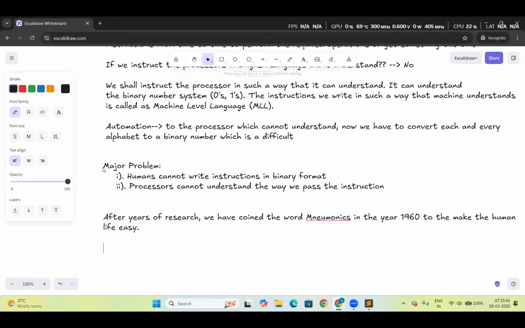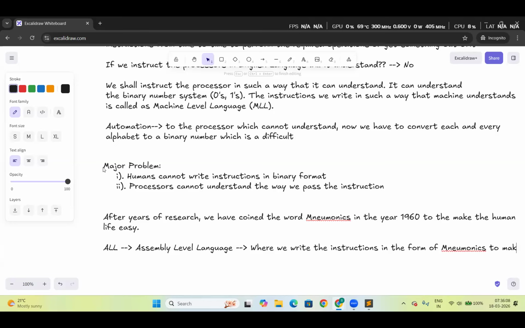So here we come up with the concept of ALL, that is assembly level language, where we write the instructions in the form of mnemonics. We write the instructions in the form of mnemonics to make human life easy, back in the 1960s. Not now, back in the 1960s. Okay.